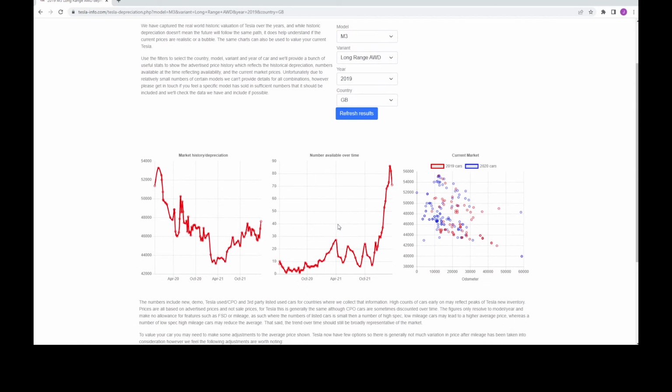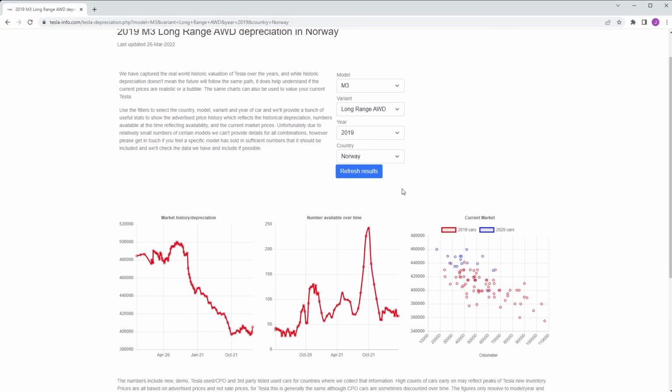If we take the Model 3 Long Range in the UK, we can see two groupings, the higher grouping being inventory listed at Tesla. In part, this is because Tesla have added FSD to all the cars, but this significant separation is not something we have seen before.